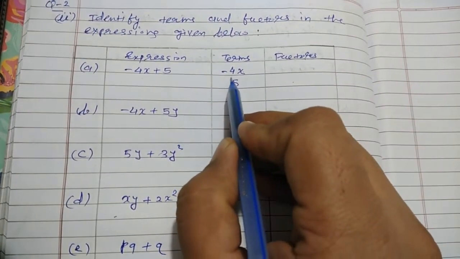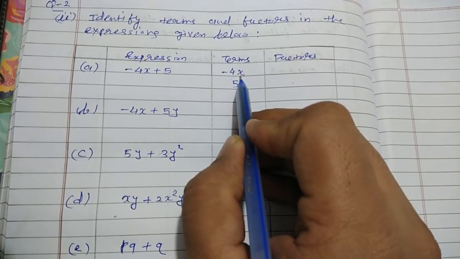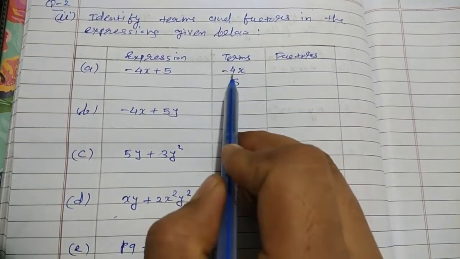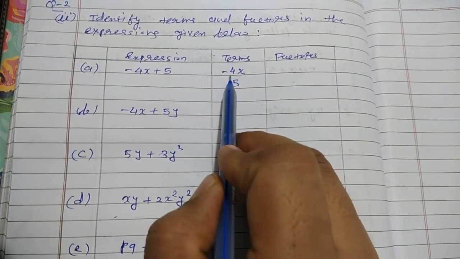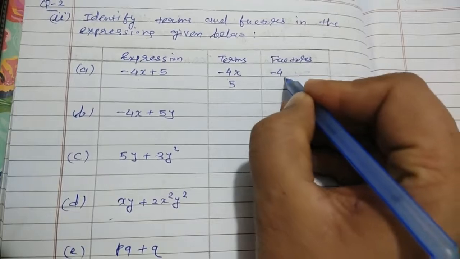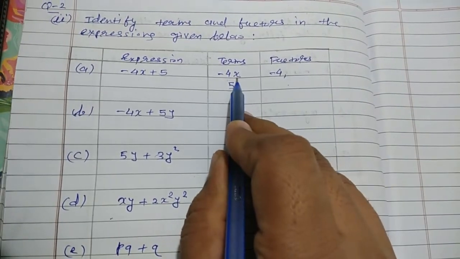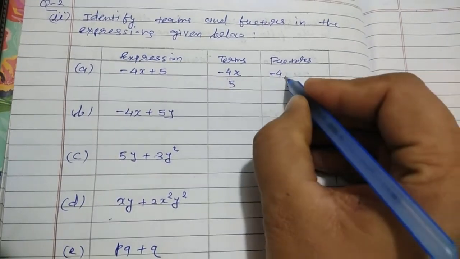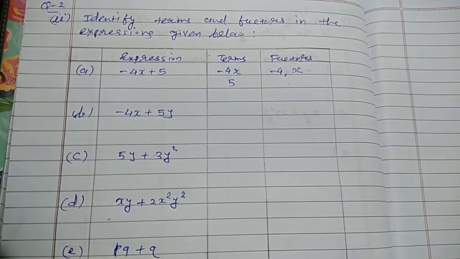Here in minus 4x, what are the factors? As we know, here the numerical coefficient is minus 4. Now there will be one factor, minus 4, and the variable is x. So minus 4 multiplied by x, we get minus 4x. So the factors are minus 4 and x.